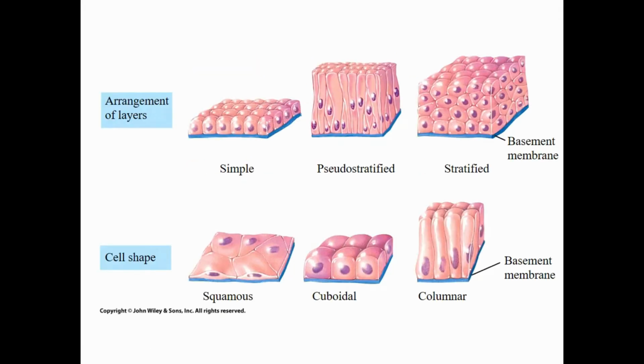All right, let's review real quick. Remember the rules that are followed. Simple is one cell layer. Pseudostratified looks like more than one, but they're really one layer. And multiple layers are stratified. The cell shapes: squamous is flat. If they are the same width as they are tall, they are said to be cuboidal. And if they are much taller than they are wide, they are said to be columnar.